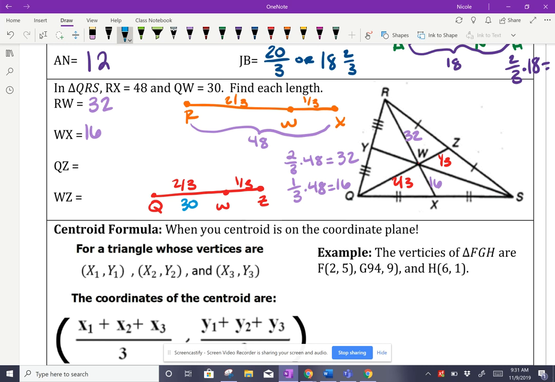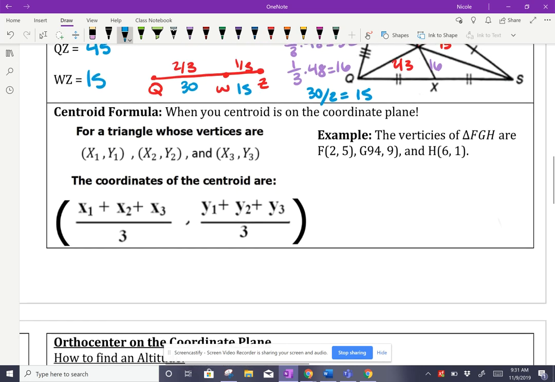So how would I find the whole line and how would I find WZ? Well, think about 2/3 and 1/3. How do I go from 1/3 to 2/3? I take that 1/3 and multiply by 2. So if I want to go backwards, I divide by 2. So 30 over 2 is 15. That means WZ is 15. And the whole length then would be 45 if you add those together.